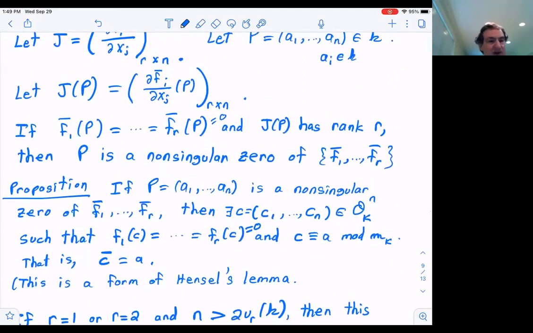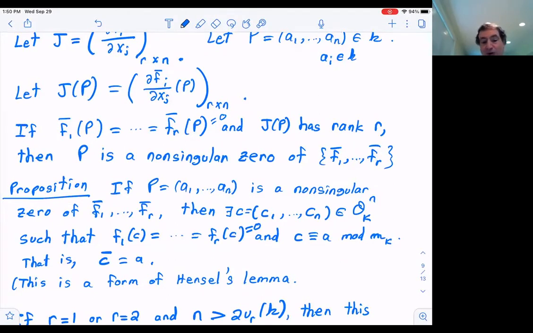Because of this proposition, which is a form of Hensel's lemma. If P is a non-singular 0 of F1 bar through FR bar, then there exists an element C over the ring of integers such that it's a non-trivial 0 of F1 through FR, and C is congruent to A mod M. So in other words, Hensel's lemma lets you sort of approximate or lift a solution in the residue field, if it's non-singular, to a solution over the ring of integers.